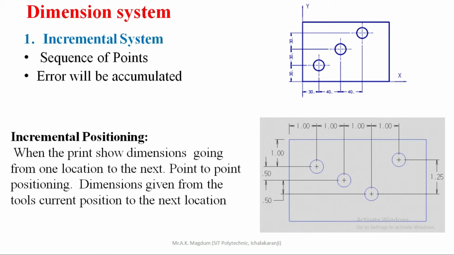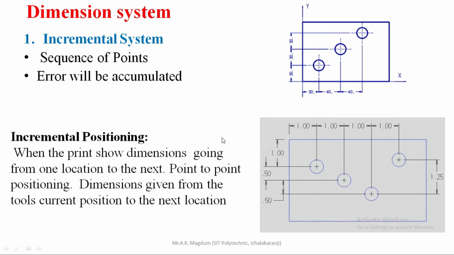Here one drawback is that if any error is made at the time of giving the dimensions, it accumulates at the end, and the last hole might shift an unnecessary extra distance. That is the drawback. Here you can easily observe the print showing dimensioning going from one location to the next, point to point positioning, with dimensions given from the tool's current position to the next location.